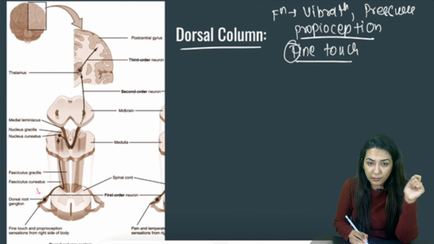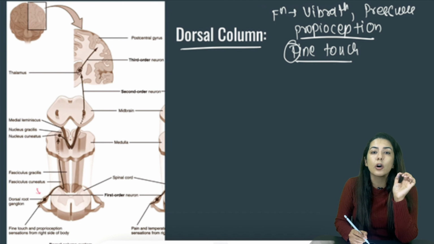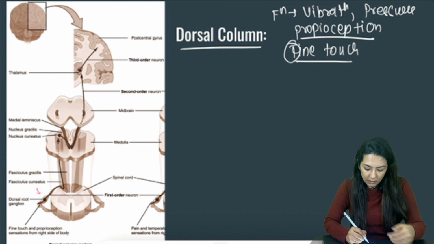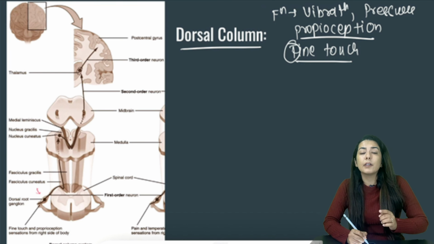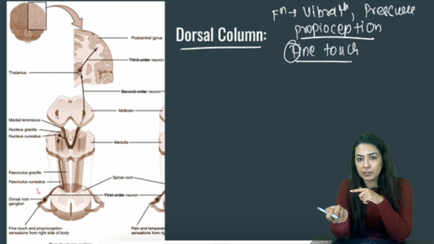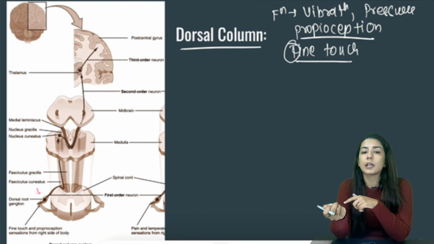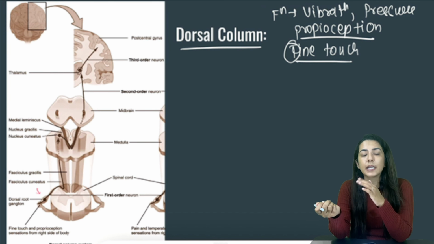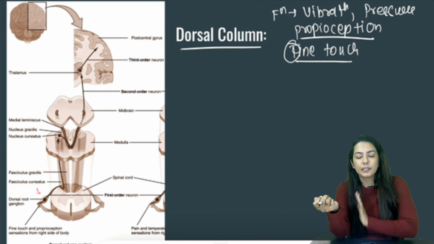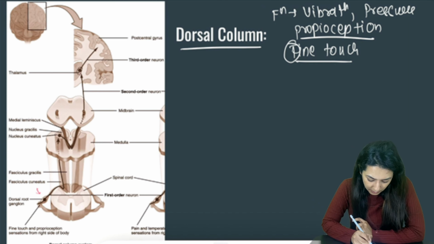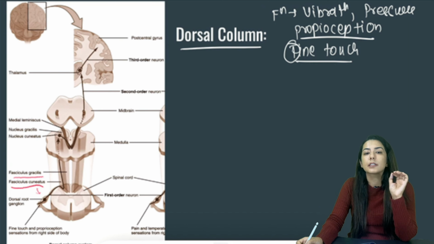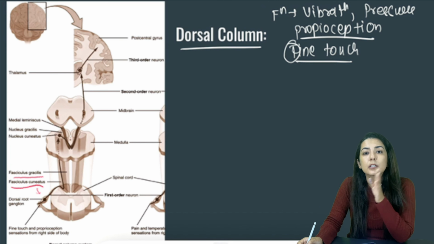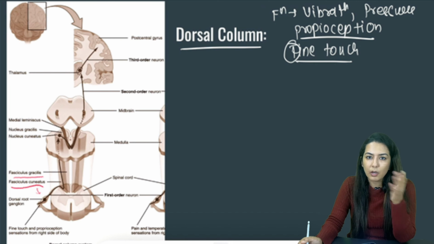From the dorsal root, the first order neuron starts for the dorsal column, and they travel in the spinal cord on the same side. So if the dorsal column nerve is starting from the right upper limb, it will travel on the same side in the spinal cord, that means on the right side only, in the fasciculus cuneatus and fasciculus gracilis. Gracilis is medial, cuneatus is lateral. You can remember it as GMCL.